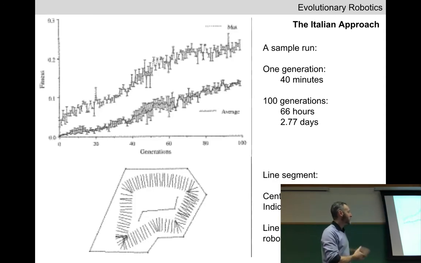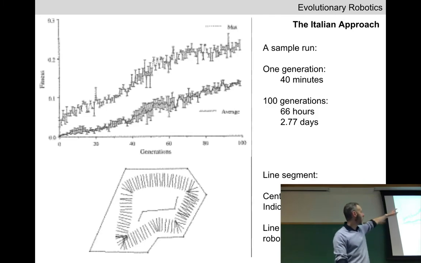So this is a picture we're going to see many, many times in this class. This is a fitness curve plot. On the horizontal axis here, we have the number of generations. With the Kepler robot, they performed 100 generations, which took with the physical robot 66 hours or almost 3 days. I hope they didn't do this all in one shot. One generation took about 40 minutes.